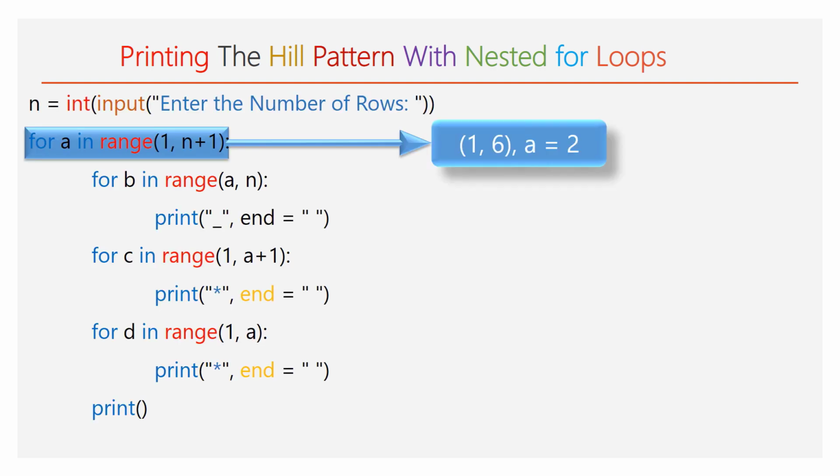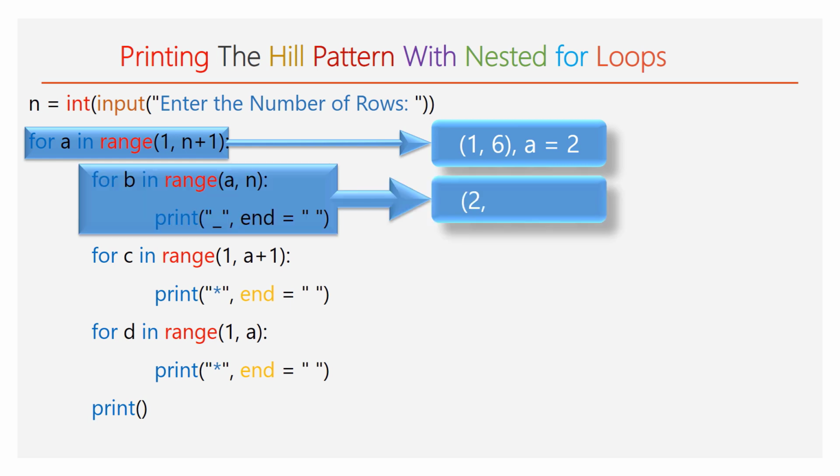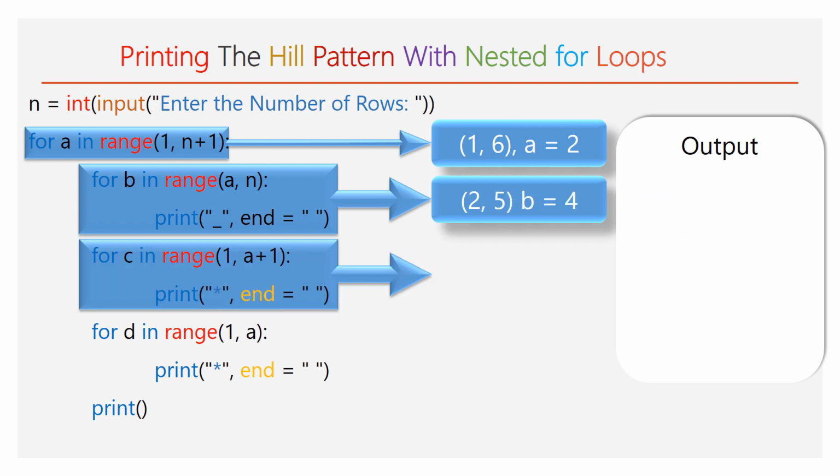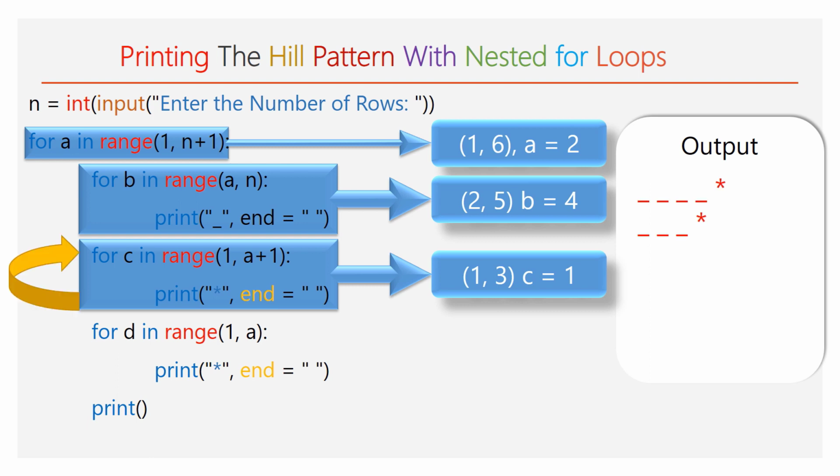Now it is 2. The range of b is 2 to 5. It will iterate for 3 times. During each iteration, one space is added in the output. 3 iterations, 3 spaces in the output. The execution will go to second inner for loop and it will have the range 1 to 3. This will iterate for 2 times. During each iteration, one star will be added. Second iteration, one more star is added.